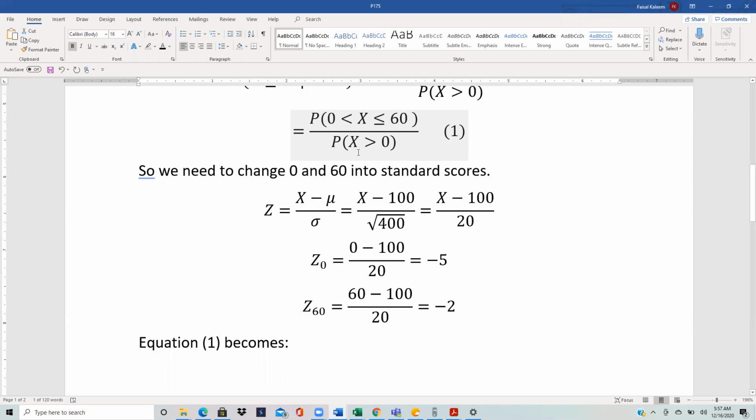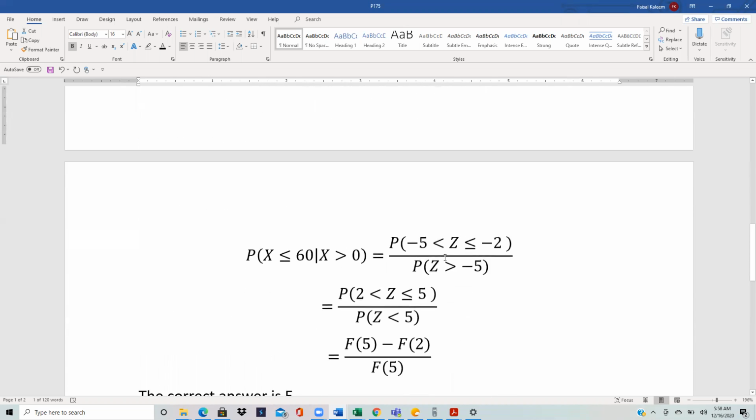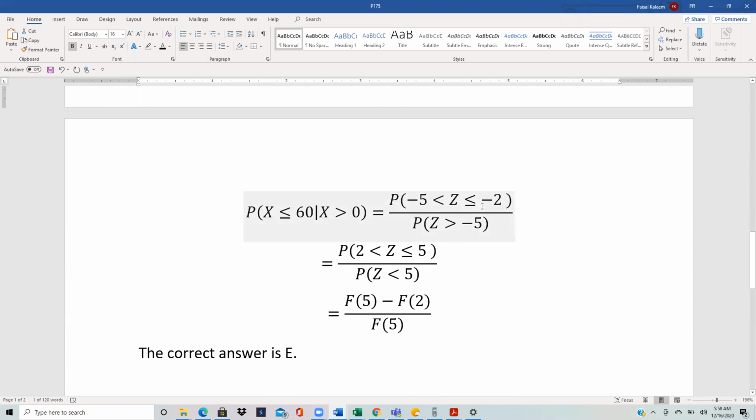And in the bottom, it means Z greater than negative 5, because 0 corresponds to negative 5. So the probability becomes Z between negative 5 and negative 2, over Z greater than negative 5. And we know that by symmetry in the normal curve, the probability of being between negative 5 and negative 2 is the same as being between 2 and 5. And similarly, the probability of being greater than negative 5 is the same as being less than 5, all by symmetry of the normal curve.